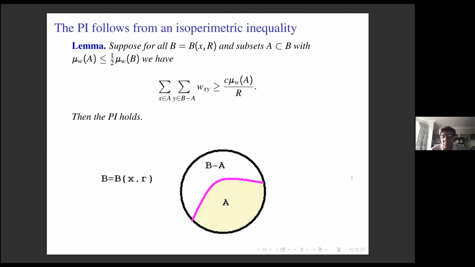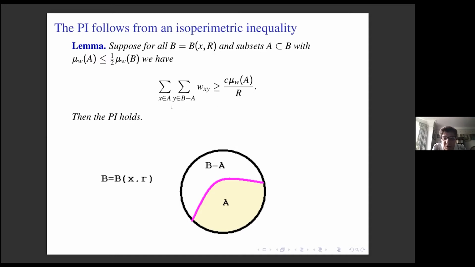So looking at the Poincaré inequality, it may not be clear at all how one goes about proving it, but there are fairly straightforward methods that give us the Poincaré inequality from an isoperimetric inequality. So supposing that we're in the following situation: for all balls B and subsets A of B with measure less than or equal to half of B, we have the following isoperimetric type inequality.